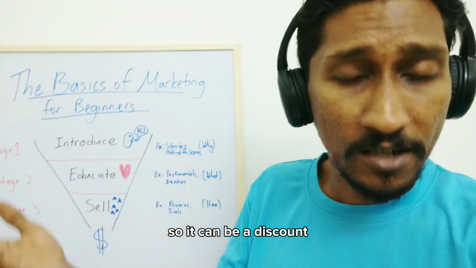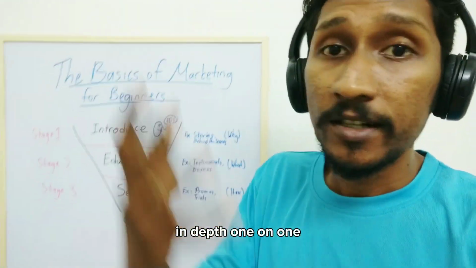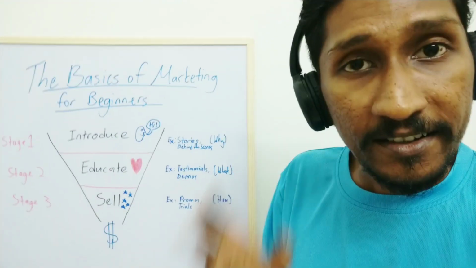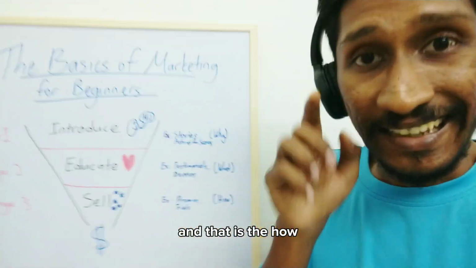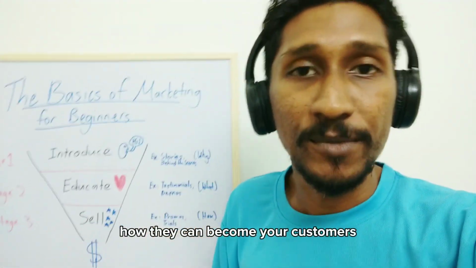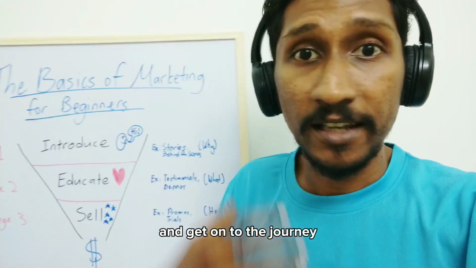So it can be a discount, it can be a trial, it can be an in-depth one-on-one demonstration, anything that would work for your business. Identify that and offer that. And that is the how part. The how part is how they can become your customers, or how they can become part of your business and get onto the journey.